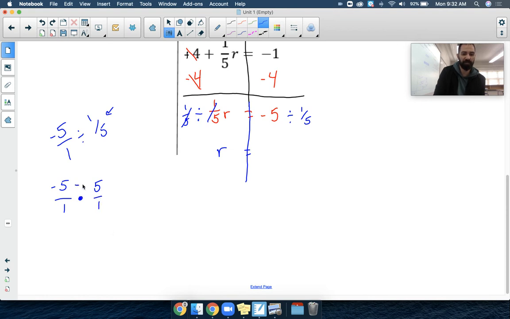Okay, now we multiply straight across. What's -5 times 5? Well, that equals -25. And 1 times 1 is just 1. So our answer should be r equals -25. Let's check. We have 4, oh, wrong color, use the purple again.